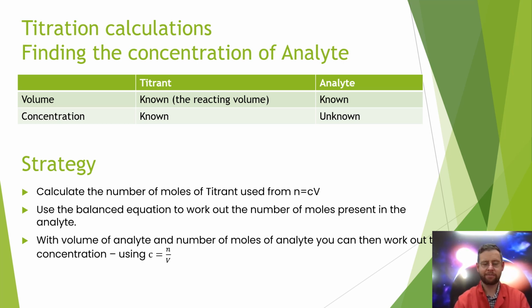Now once we have that, we need to know what the mole ratio was between the acid and the alkali that were reacting. So we need to write out the balanced equation, and we need to do that every single time. And if it's a 1-to-1 ratio, we know that 1 mole of acid has neutralized 1 mole of alkali, and so we will now know how many moles of alkali must be present in the analyte. So having the number of moles and dividing that by the analyte volume would then give you the concentration in moles per decimeters cubed of your analyte.